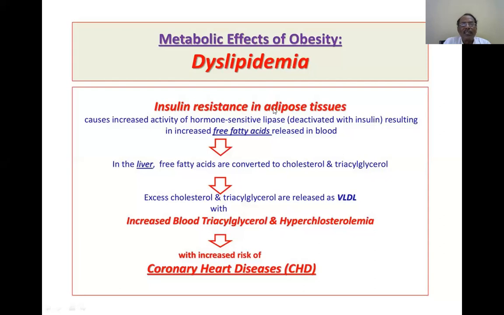Insulin resistance in adipose tissues goes on influencing the liver, with increased free fatty acids. The liver is producing more cholesterol and triglycerides. Excess cholesterol and triglycerides are released as VLDL, causing increased blood triglycerides and hypercholesterolemia. Okay, increased risk of coronary heart disease.